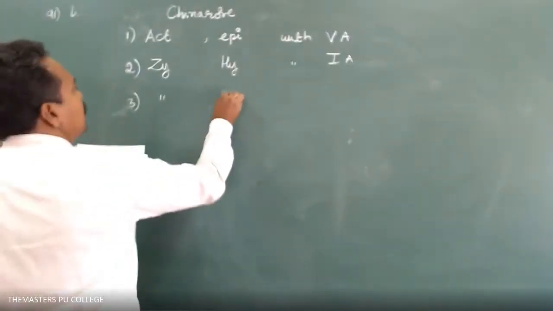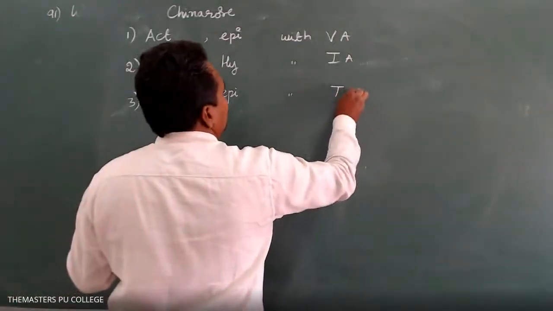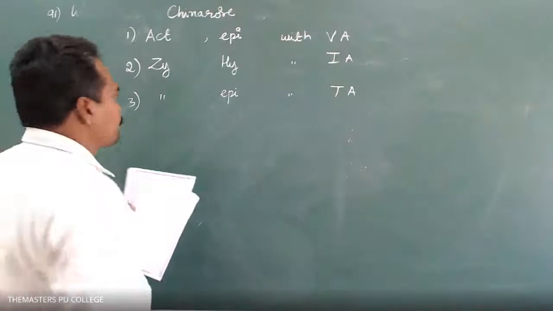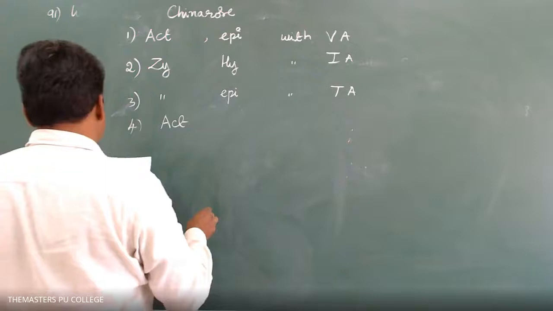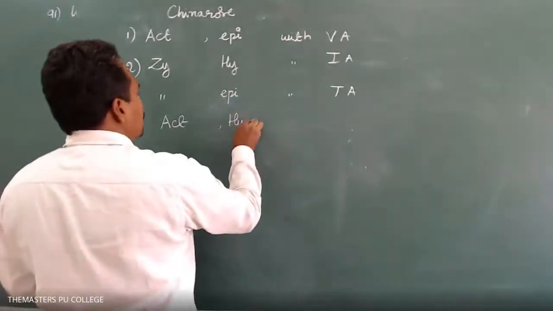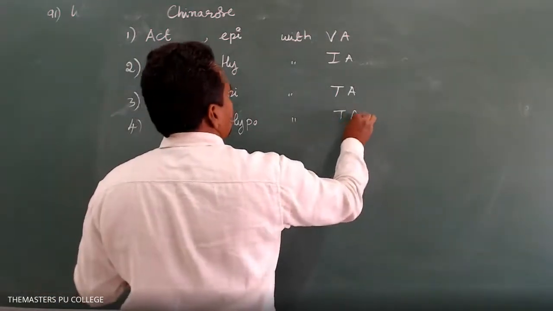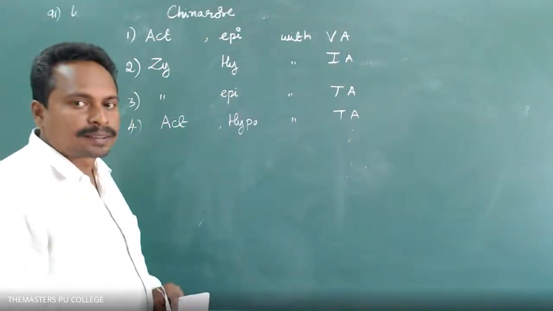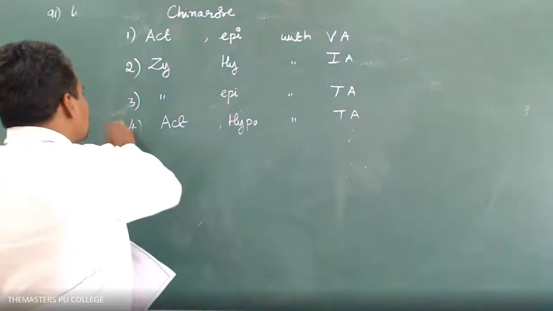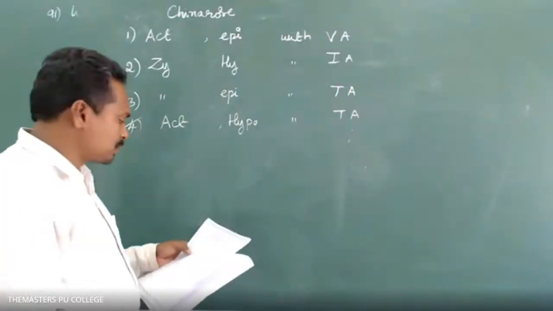Third option is zygomorphic, epigynous with twisted aestivation. TA, twisted aestivation. Option 4 is actinomorphic, hypogynous with twisted aestivation. Which option is the correct answer? Option 4, sir. Very good. In general, the flowers are actinomorphic. Hypogynous, twisted aestivation. Right, option 4 is the correct answer.